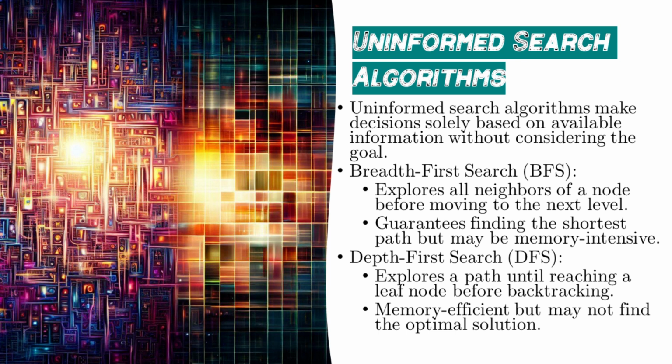Uninformed search algorithms. Uninformed search algorithms make decisions solely based on available information without considering the goal. Two commonly used uninformed search algorithms are breadth-first search, BFS, and depth-first search, DFS. Breadth-first search explores all neighbors of a node before moving to the next level, guaranteeing the discovery of the shortest path. However, it can be memory-intensive, especially for large problem spaces.